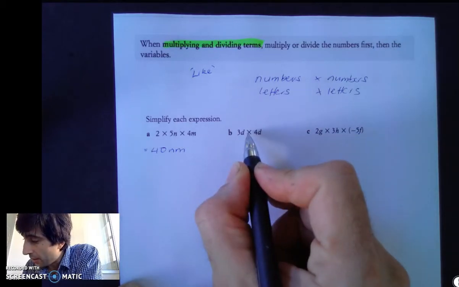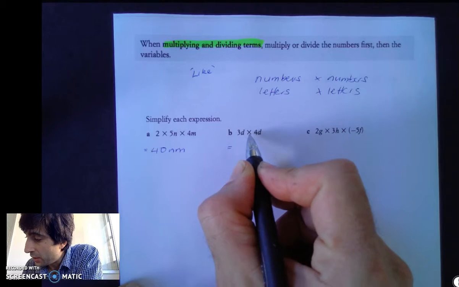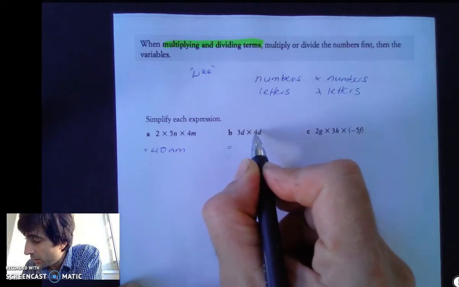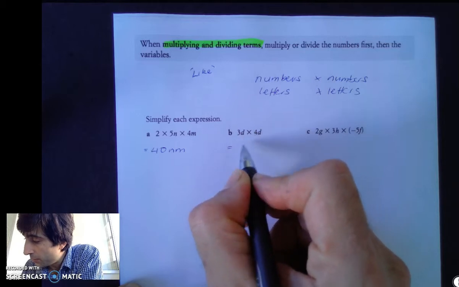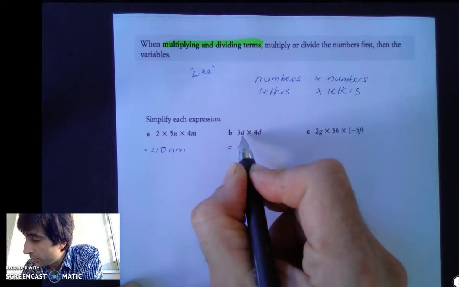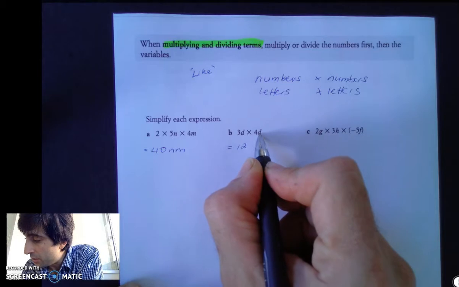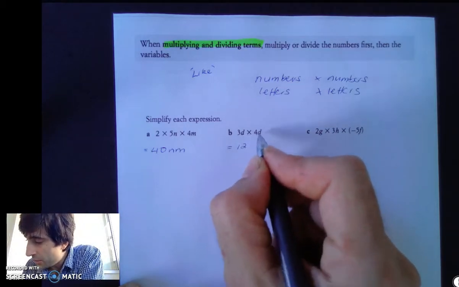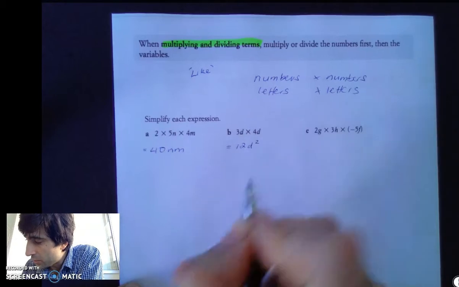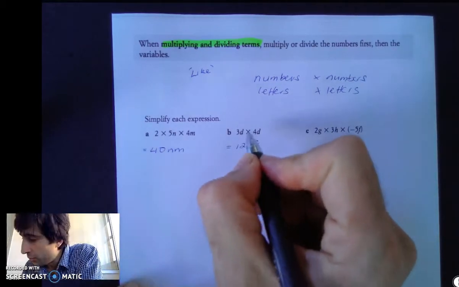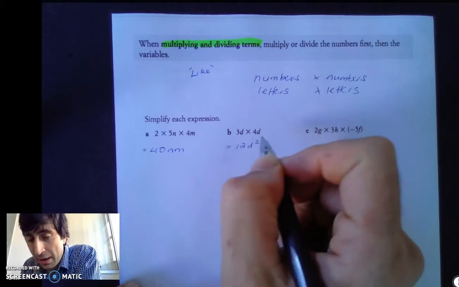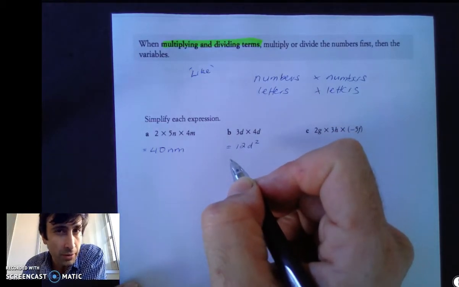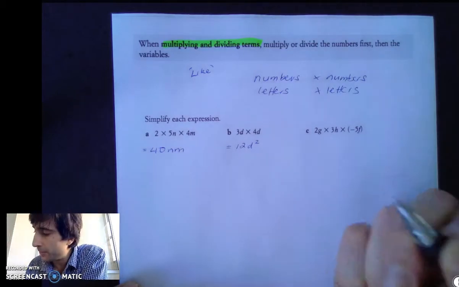Whereas with this one here, we have 3D times 4D. So I look through, I say numbers, numbers, 3 and 4. So 3 times 4 is 12. D times D. Now this gets a little bit crazy. D times D is D squared. And so really what we're doing is we're counting up how many of each of these we have. Technically that's not mathematically correct, but we'll just pretend like it is for the moment.